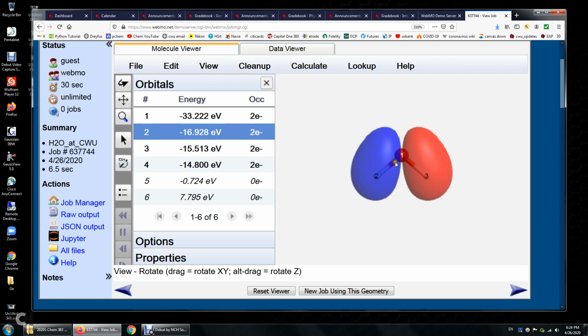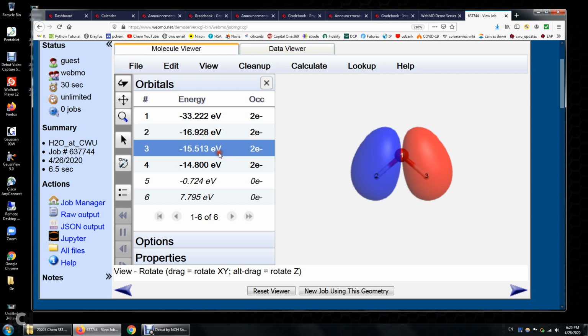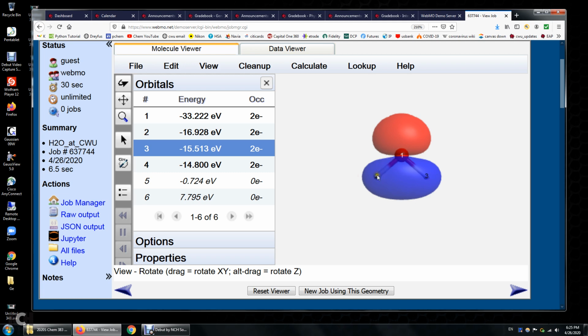Over here, there's one nodal surface. So really, this is a 2p orbital, with opposite faces here and here on oxygen, interacting with the s orbitals of the hydrogen atoms. So this is a sigma bond delocalized over the entire molecule. Another sigma bond over here, this is another p orbital of the oxygen interacting with the s orbitals on the two hydrogen atoms. This is sigma bonding orbital here.